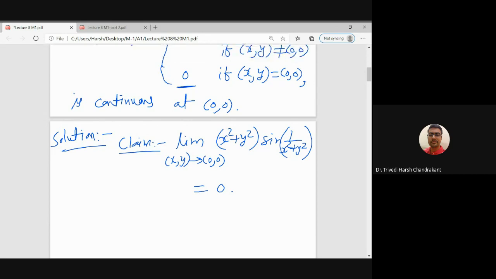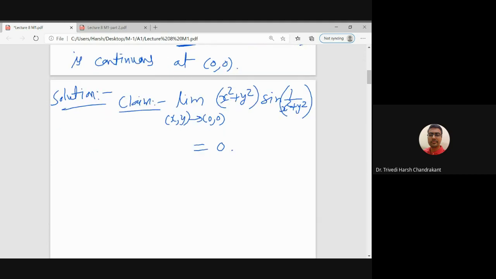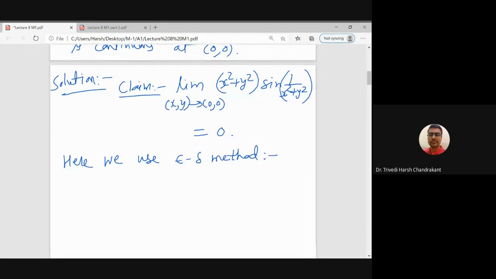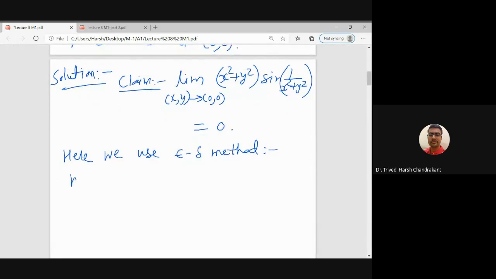So to show this limit, the first thing we need to show is that the limit exists, and we usually show that a limit exists either by the sequence approach, or we can use the epsilon delta definition. So here we use the epsilon delta method to show that the limit exists.